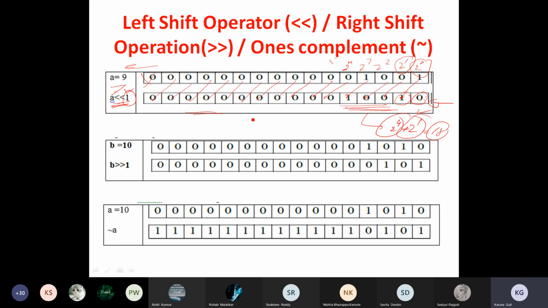Usually what happens if you shift any data towards the left side, it always does the multiplication by 2. So after doing left shift, you got this as 18. What was your initial number? 9. 9 is multiplied by 2. What is your expectation? If 9 is multiplied by 2, are you getting it as 18? Yes, ma'am.